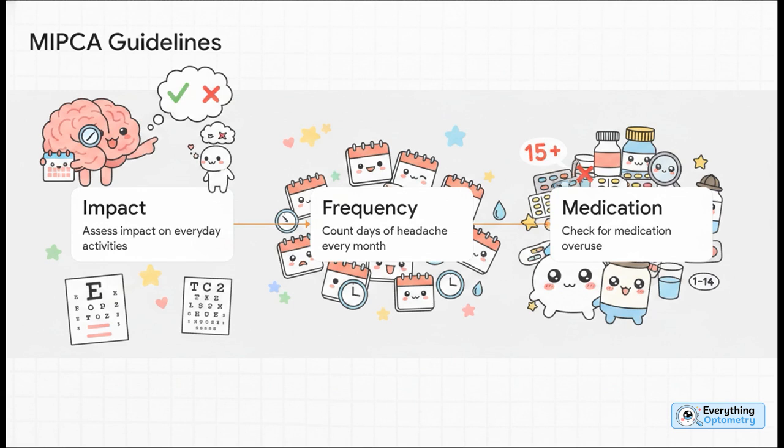Step 2, count the days. You need to ask exactly how many days a month they suffer from this headache. Is it over 15 days or under? And step 3, check for medication overuse. Are they popping painkillers 2 or more days every single week? By asking these questions systematically, you can expertly branch your diagnosis toward either episodic conditions or chronic daily issues.